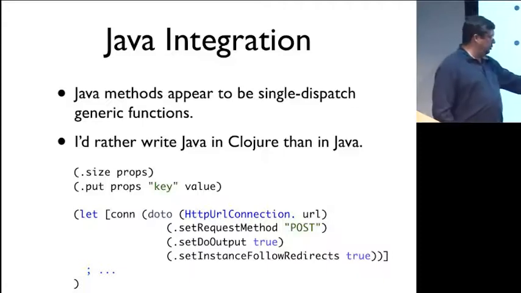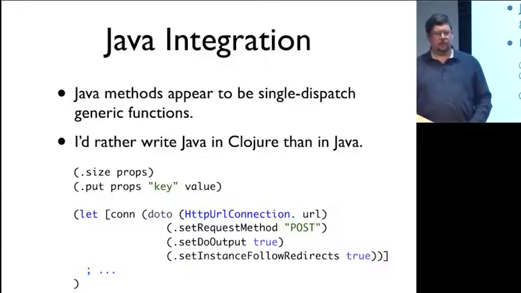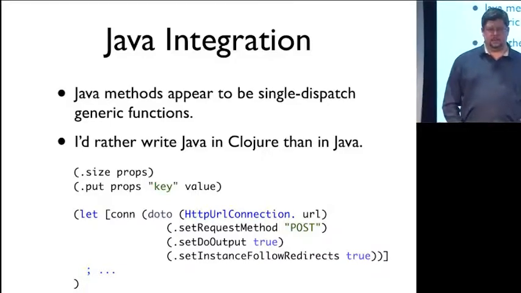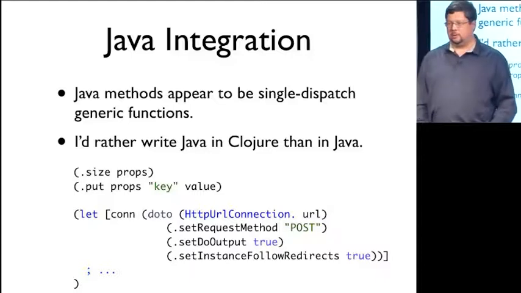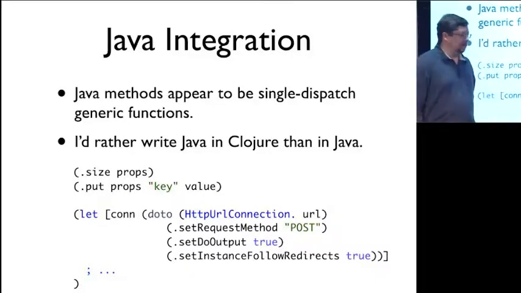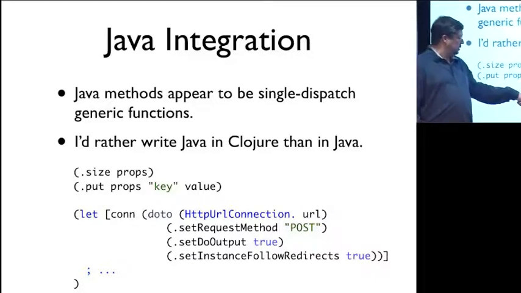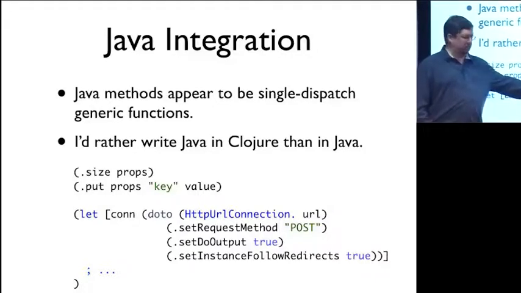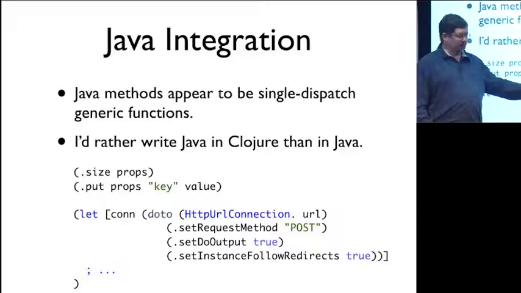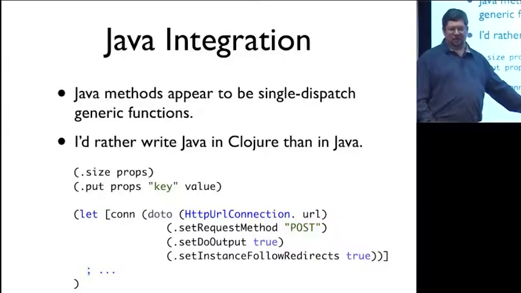And one of them is the do-to macro, which I really like. It's fairly typical of Java APIs that you create an object and then you have to call a bunch of methods on it to configure that object. And do-to makes that very easy. Do-to some object and then a series of method calls on that object. It's not restricted to Java. It's really do-to some value and call a series of functions on that value.